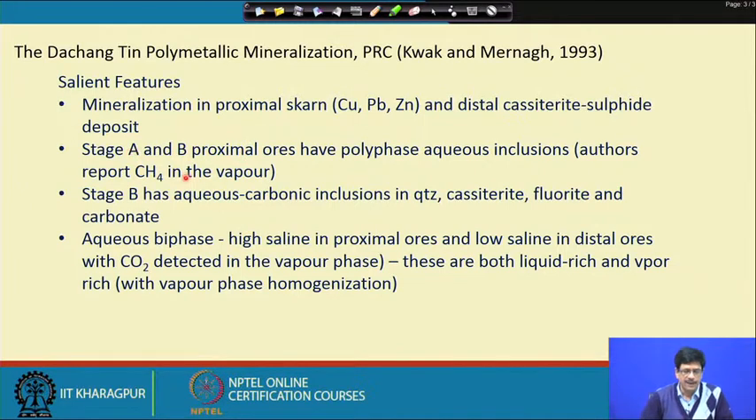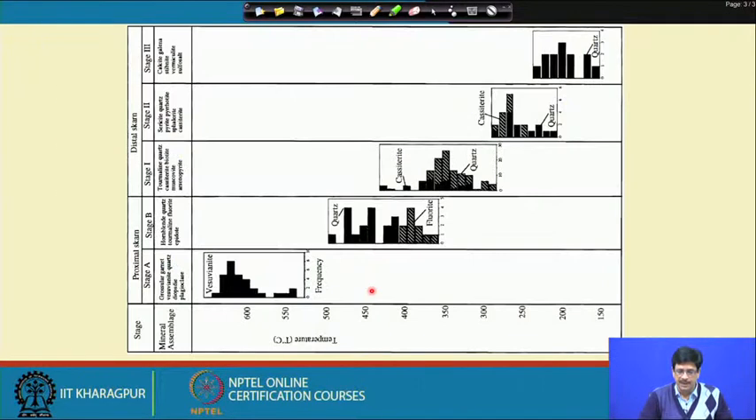In stage A and B, the proximal ores have polyphase aqueous inclusions, and stage B has aqueous carbonic inclusions in the quartz, cassiterite, fluorite and carbonate in this Dachang polymetallic deposit in the People's Republic of China. This has been taken from Kwak and Abeysinghe in 1993. So, the aqueous biphase is highly saline in proximal ores and low saline in distal ores, with carbon dioxide detected in the vapor phase. These are both liquid and vapor rich, and this diagram is again a composite diagram.